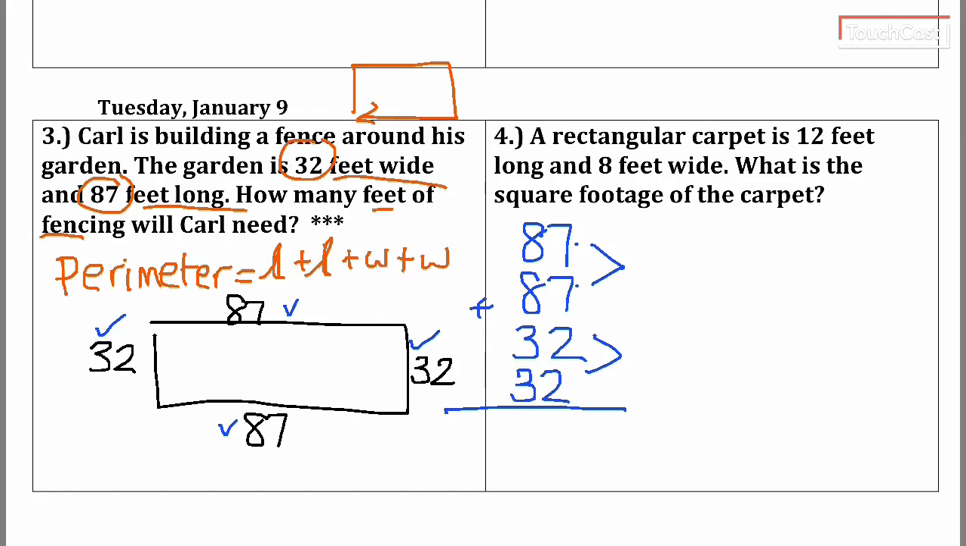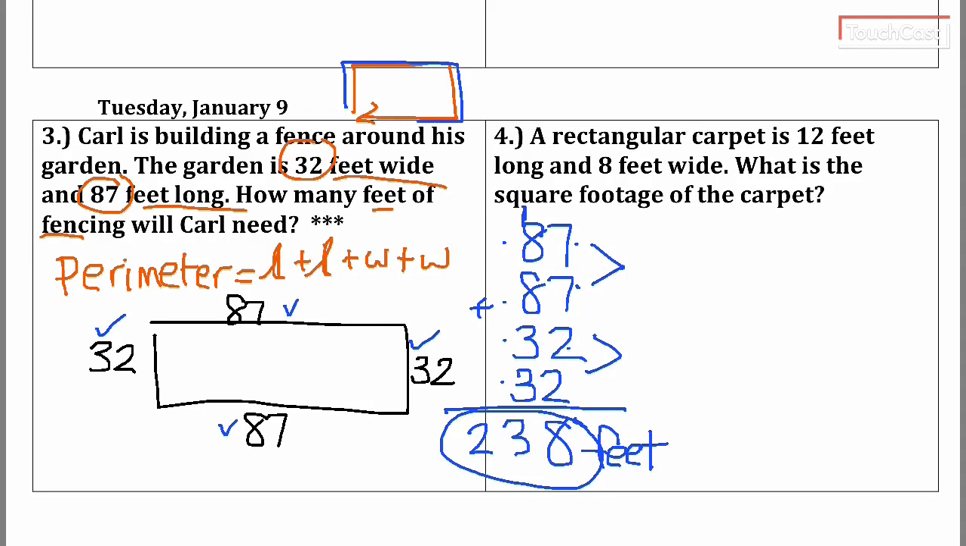7 plus 7 is 14. 14 plus 2 is 16. 16 plus 2, 16, 17, 18. 1 plus 8 is 9. Plus 8 more is 8, 9, 10, 11, 12, 17. Plus 3 is 20. Plus 3 more is 23. Let me double check. 8, 9, 17, 20, 23. Yep. So the total amount of fencing that Carl will need is 238 feet. Don't forget that unit. Again, we were solving for perimeter because we are going around something.